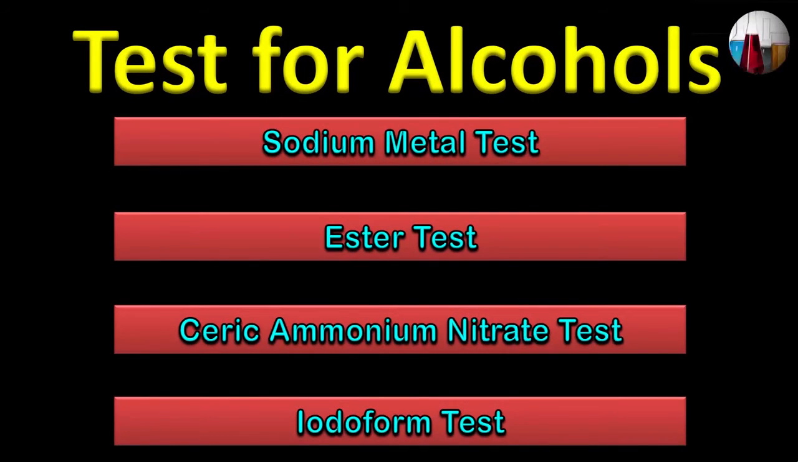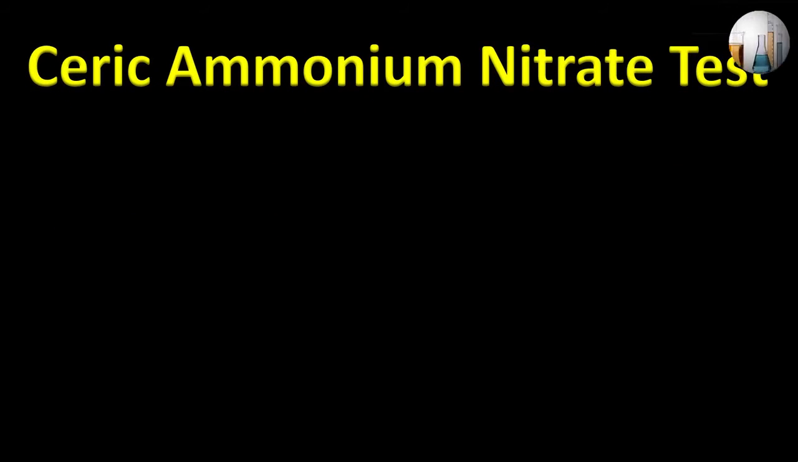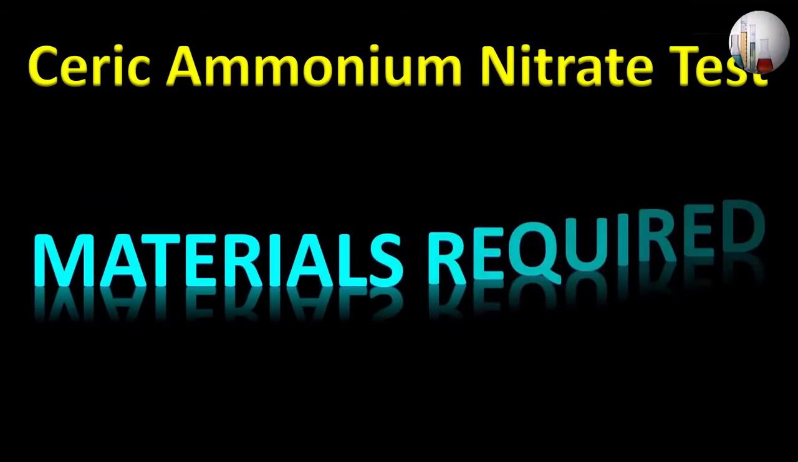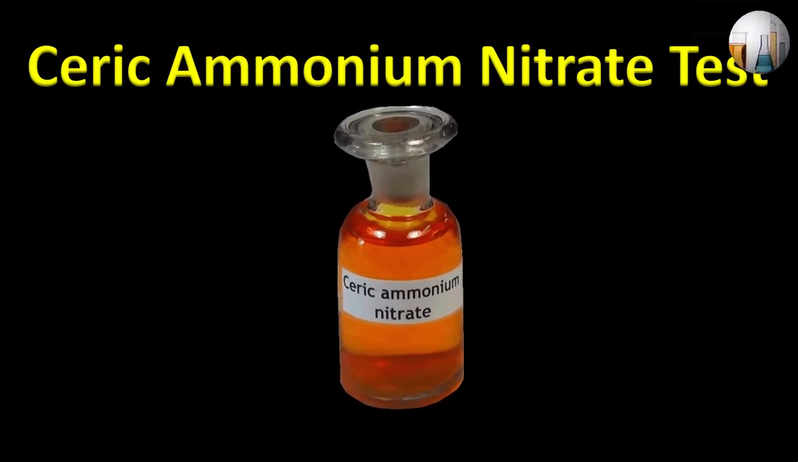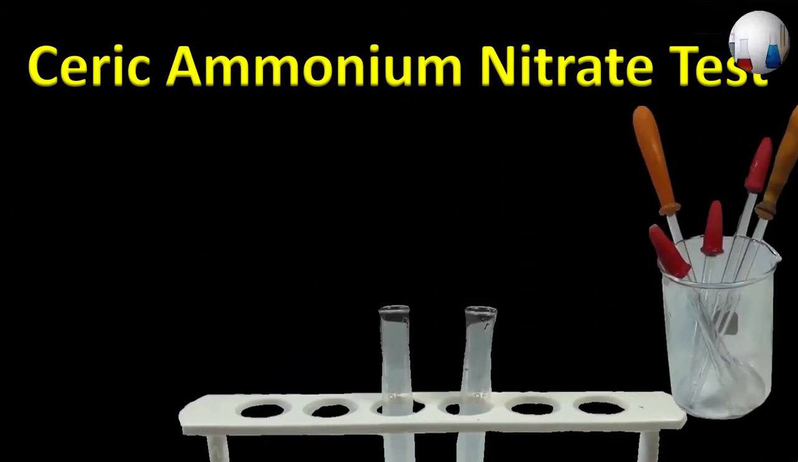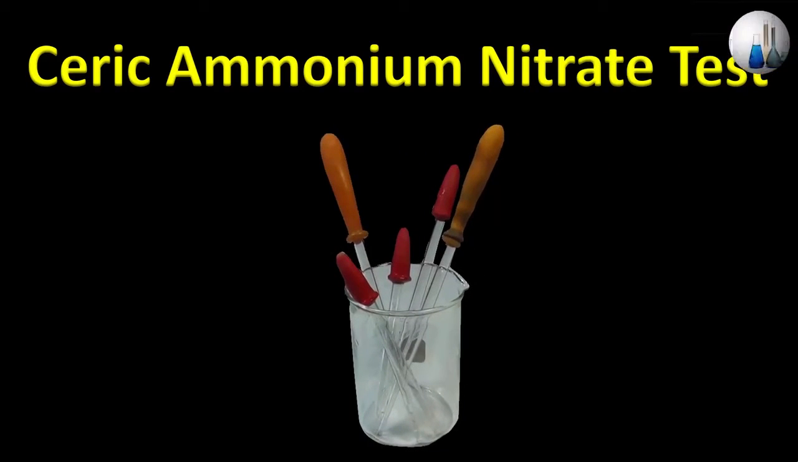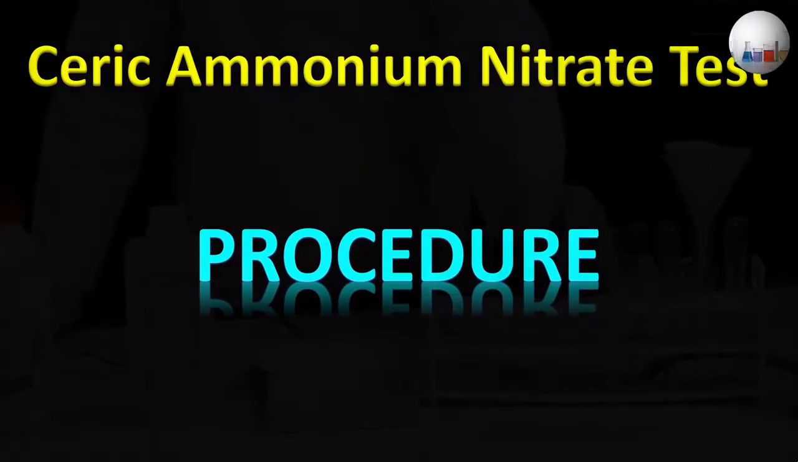The next test is the ferric ammonium nitrate test. Materials required: organic compound, ferric ammonium nitrate reagent, test tubes, and a dropper. Now let us see the procedure of this test.